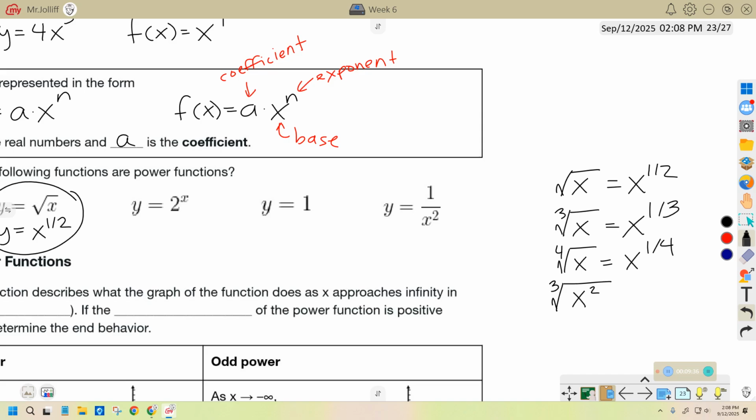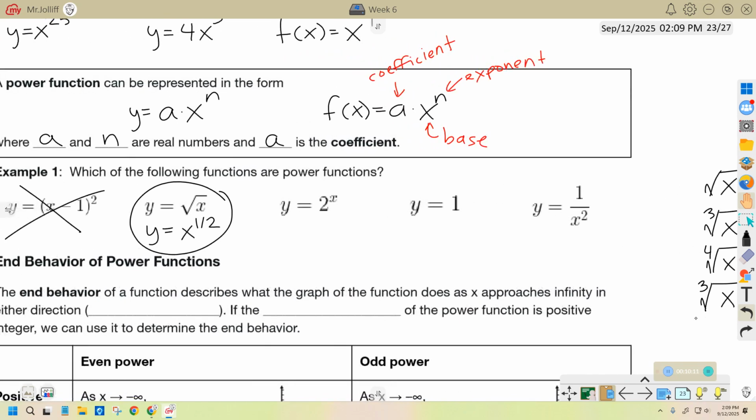Ooh. We know what the outside does. The outside is something over 3. The exponent that's under the root becomes the numerator. It is 2 over 3. And we'll see those again later as we start talking about more complex functions. But all of those qualify as power functions because they can be written as x raised to a real number exponent.